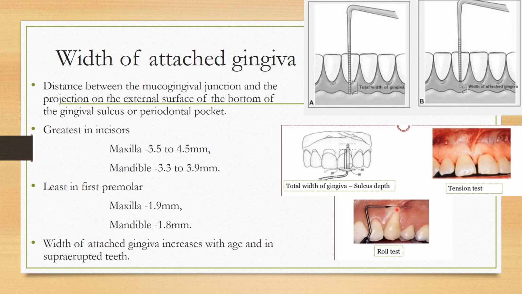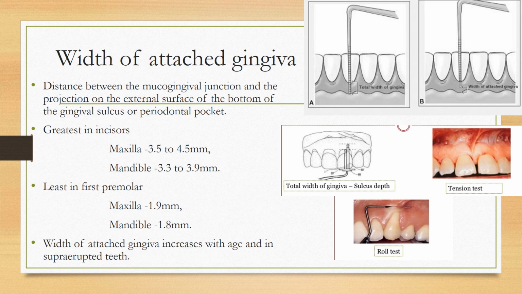So you can use the probe to just roll it over the gingiva. This will differentiate the attached gingiva from alveolar mucosa. The normal values range in the maxilla from 3.5 mm to 4.5 mm, and for the mandible it is 3.3 to 3.9 mm. It is least in the first premolar region, that is maxilla 1.9 mm and mandible 1.8 mm.